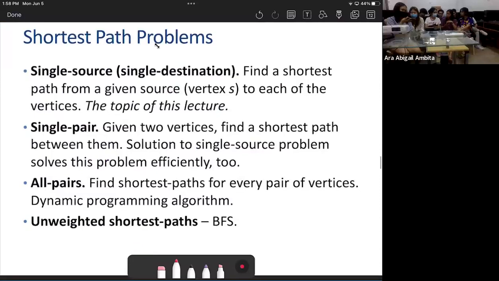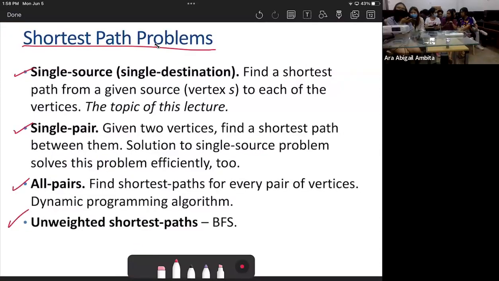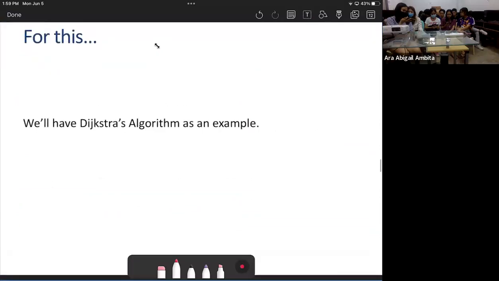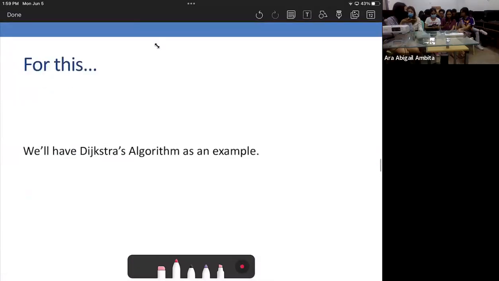All pairs and also unweighted. So the topic for this lecture is the single source or single destination, wherein we find the shortest path from a given source vertex S to each of the vertices. And also for the single pair, given two vertices, we find the shortest path between them. And for the all pairs, we find the shortest path for every other vertices. Okay? So anyway, what we will use here is read as Dijkstra.